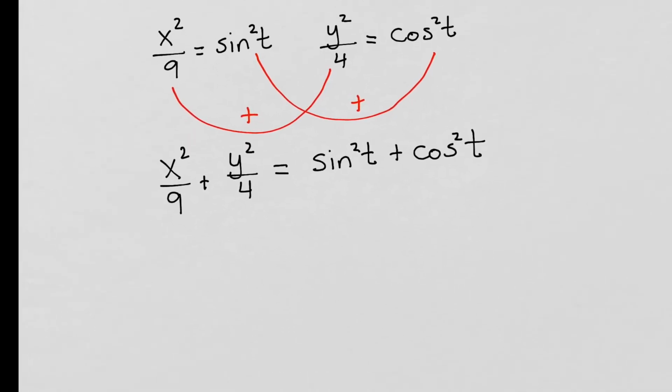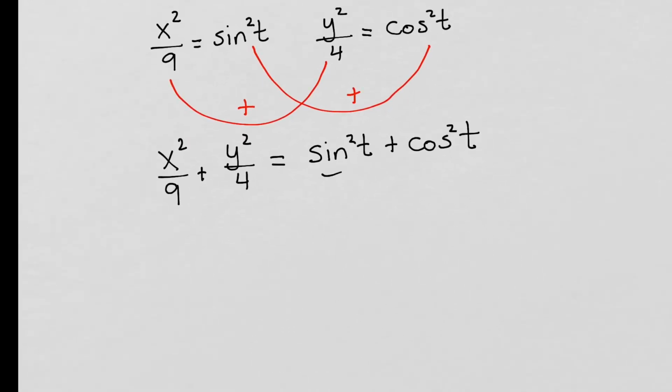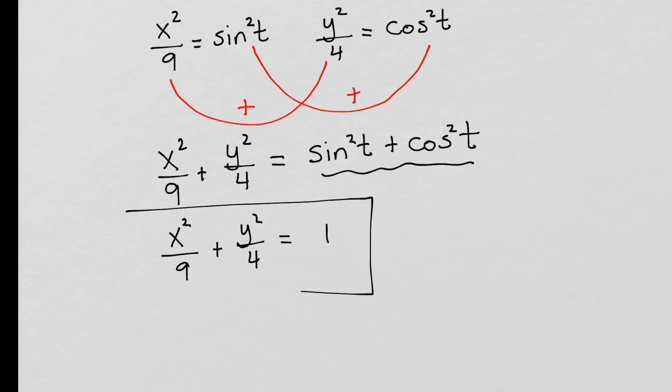But at this point, what I can do is say that sine squared t plus cosine squared t is just equal to 1, as I said before. So now I have x squared over 9 plus y squared over 4 equals 1. And no more t. So, job finished.